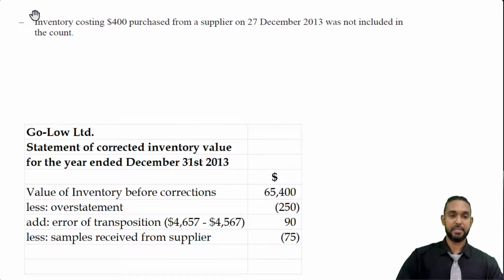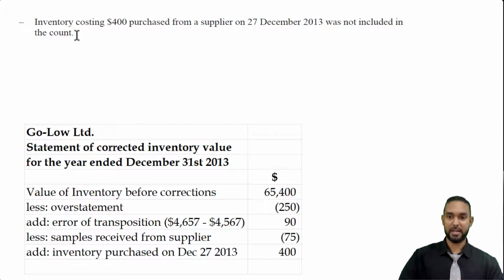And the last item says inventory costing $400 purchased from a supplier on 27 December 2013 was not included in the count. Okay, so if we bought inventory on the 27th of December 2013 and the current year end is the 31st of December 2013, why would it not be included in the count? So we omitted it. If we omitted it, we left it out. That means the figure is too low. And to correct that, all we have to do is add it in.